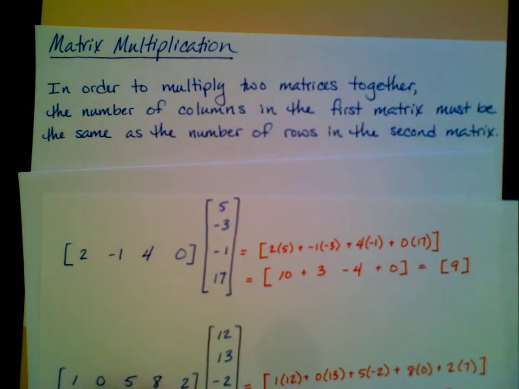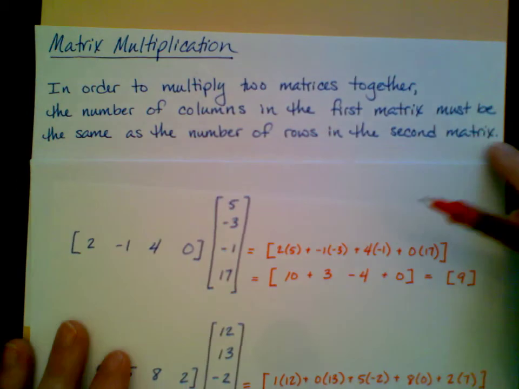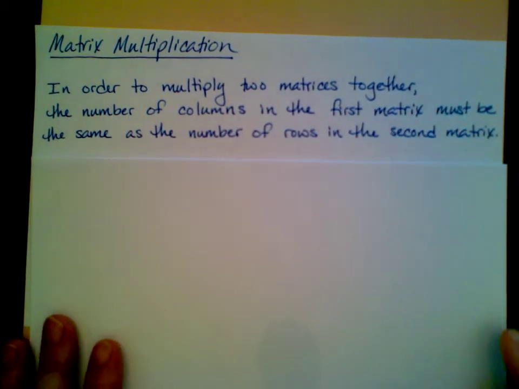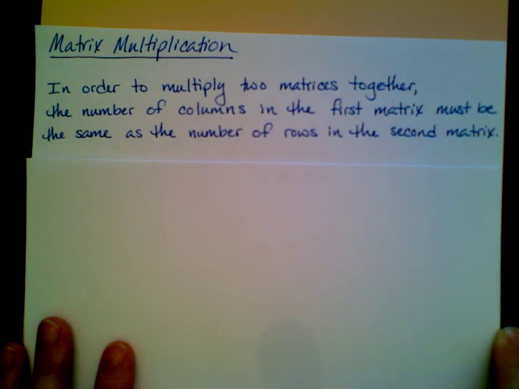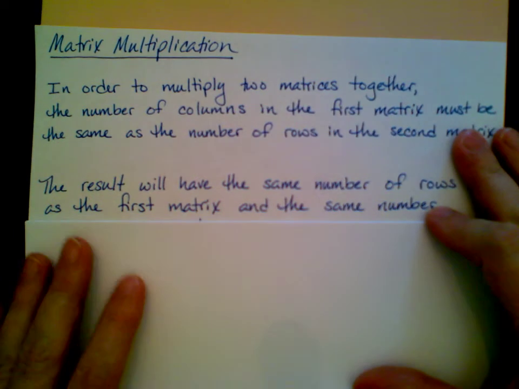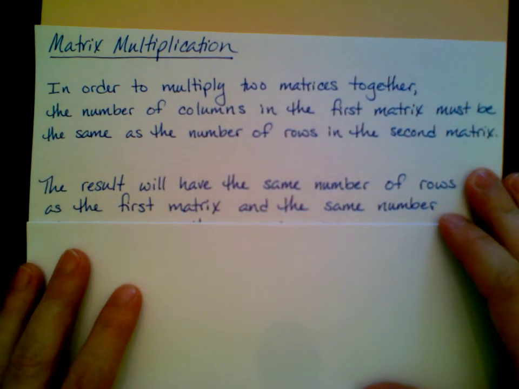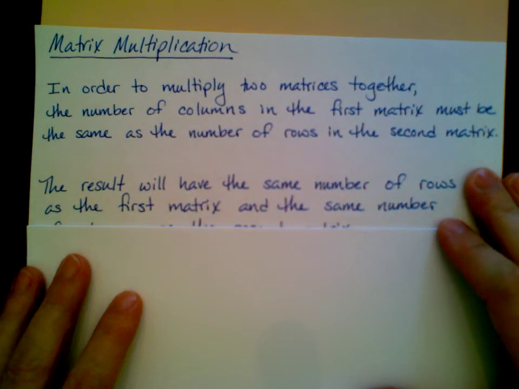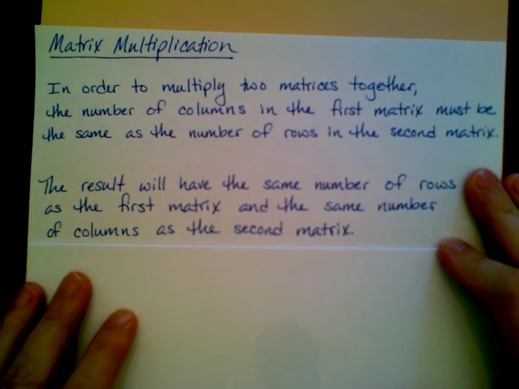So, let's see, we will come back to this idea that the number of columns in the first matrix must be the same as the number of rows in the second matrix. Then, it's also important to know that the result will have the same number of rows as the first matrix and the same number of columns as the second matrix.